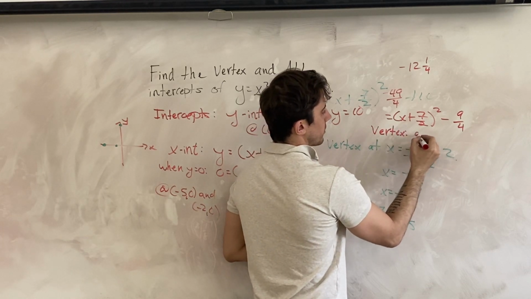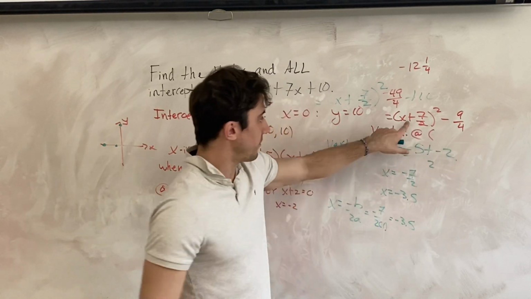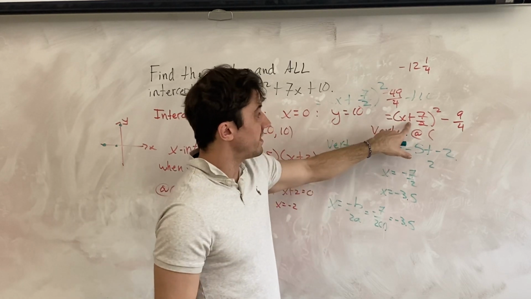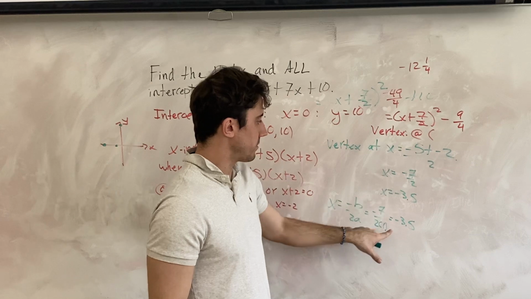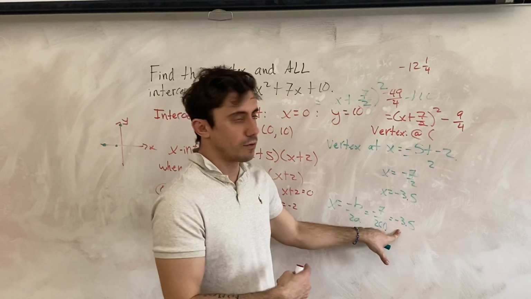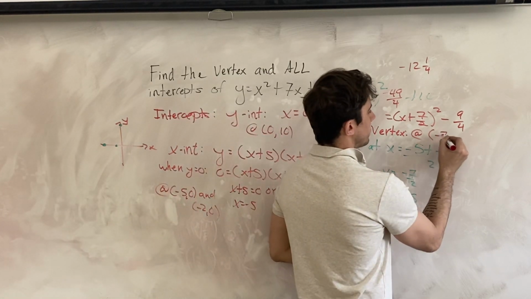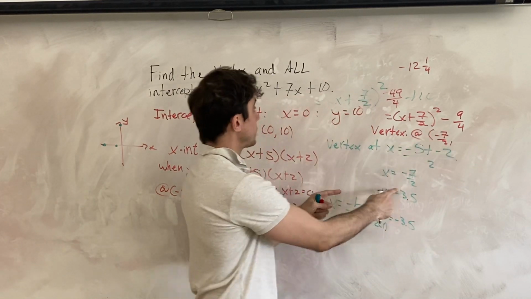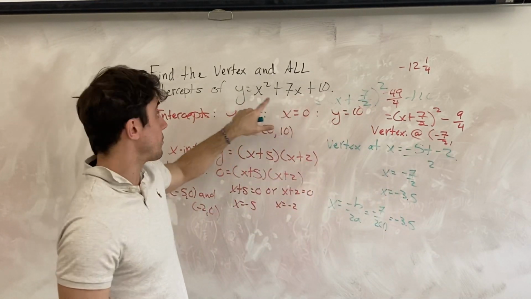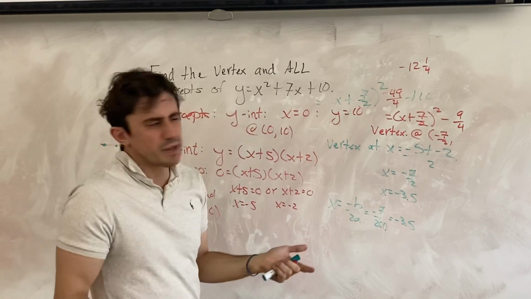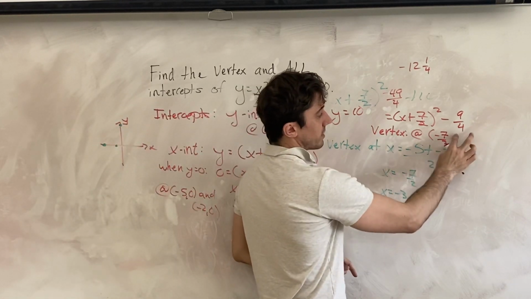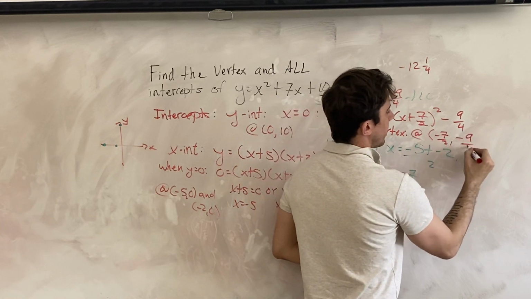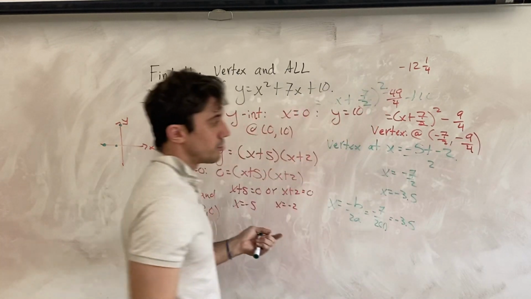And so we have our vertex at, remember we flipped the sign of the x coordinate inside the bracket. And so negative 7/2, which we found two different ways already. Negative 7/2. And now the y coordinate, if we plugged negative 7/2 into the original equation, that's what we would find for the y value. Bit of work. We can read it right off when we have it in vertex form. And so the y coordinate is negative 9/4, negative 2.25.